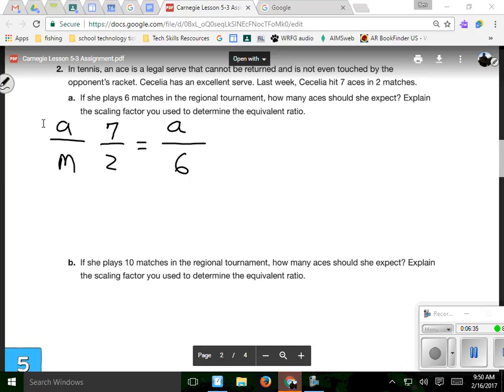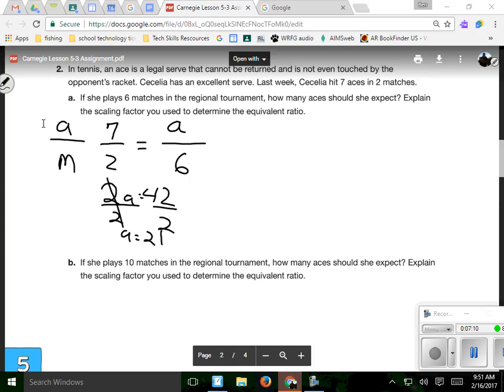Remember, my diagonals equal each other. 2A. And please don't just copy this down. Please try and listen, comprehend, understand, so that you can do B and C, because they are exactly the same kind of questions. 2A equals 42. Divide this side by 2. Divide this side by 2. A equals 21. Cecilia can expect to get 21 aces in 6 matches.